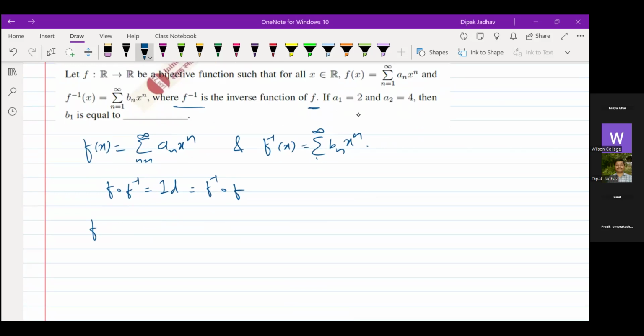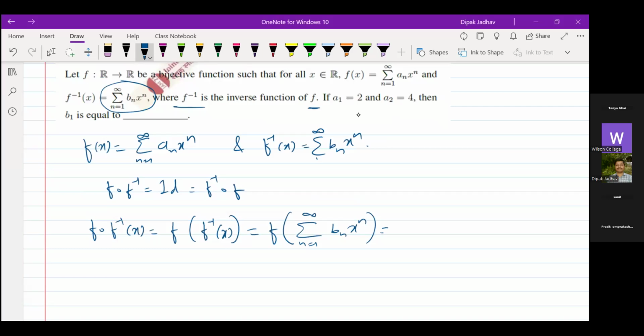So how will you compute f compose f inverse, or f inverse compose f of x? f of f inverse of x will be equal to f of summation n from 1 to infinity b_n x raised to n. So that is equal to, let me expand, b1x plus b2x square plus b3x cube and so on. You apply f on this. What are you going to get? f of x is this.